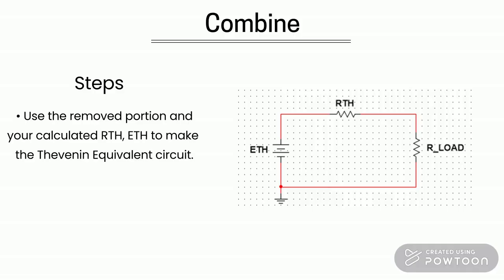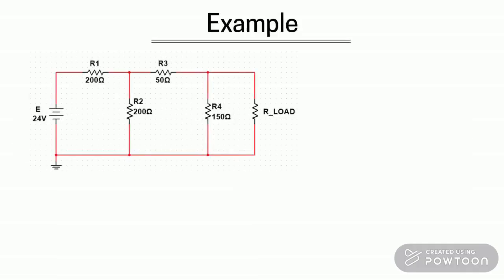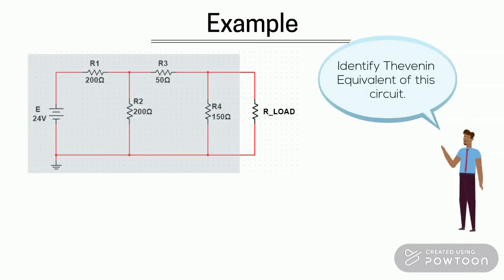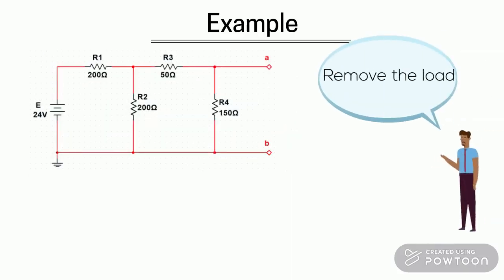Now, to fully understand this concept, we will do an example together. In this example, we need to determine the Thevenin equivalent of the circuit. So as we said, our first step is to identify the portion of the network for which the Thevenin equivalent circuit is determined, remove the load, and label the terminals.